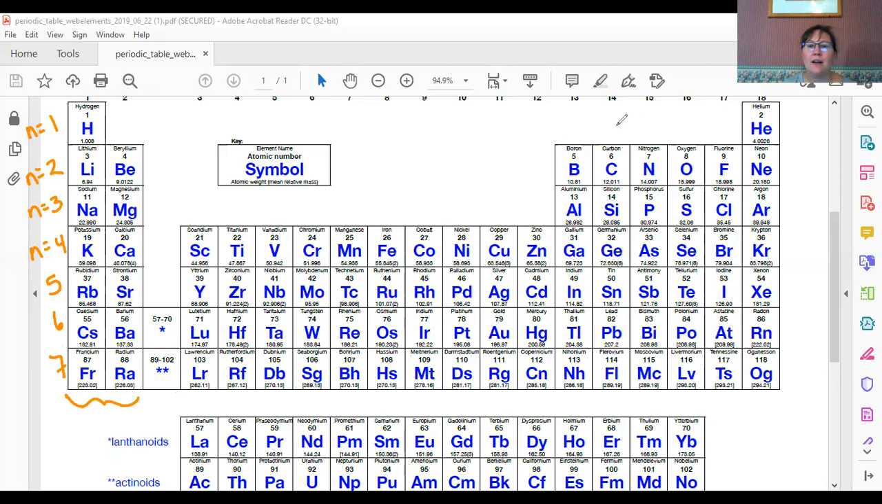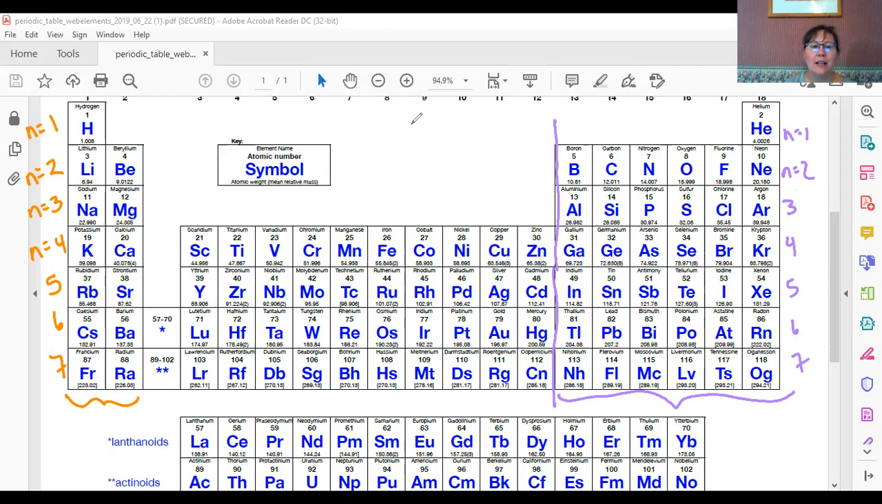And then we can come over here, and I'll go ahead and change color. I'm going to draw a line right down like this, and we can say the same thing: n equals 1, 2, 3, 4, 5, 6, and 7. And this is our p block. You'll notice that our n is the same for our s and p.